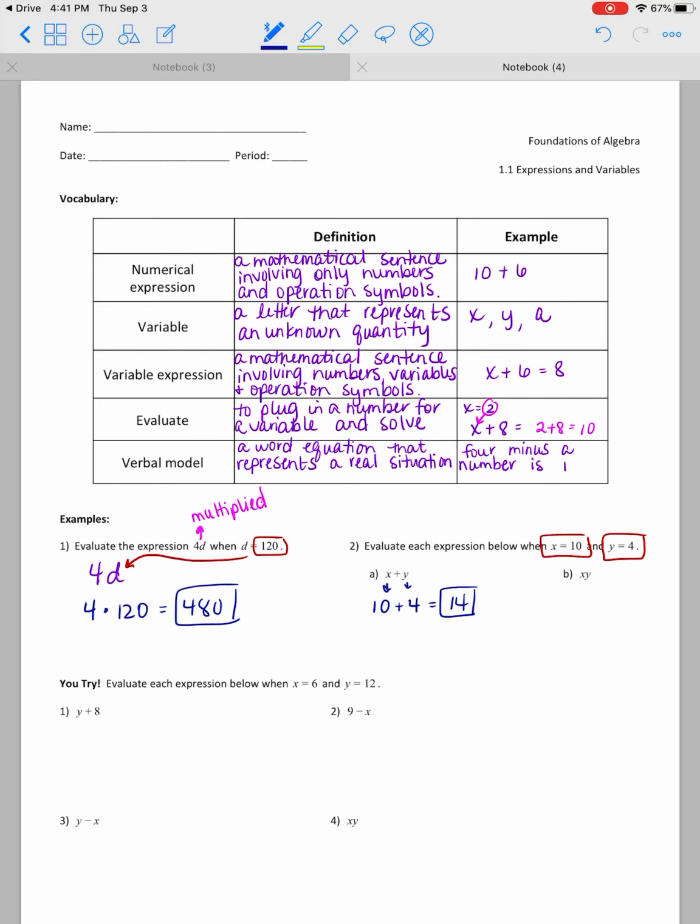Now on B here, I have x, y. Again, there's no operation symbol that we see, so we know that these are being, again, like in the previous example, multiplied.